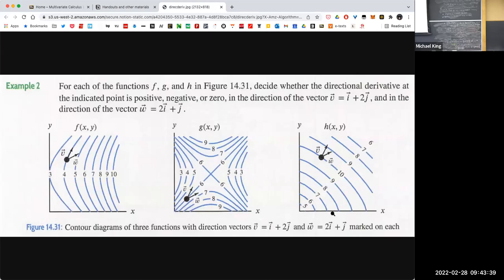This is an example from the book, and it's a qualitative example, and it says just say whether the directional derivative in the indicated direction is positive, negative, or 0. From each point, there's two different directions, the W direction and the V direction, which they give as i plus 2j and 2i plus j, although if you're going to compute directional derivatives, you'd want to scale those to be length 1.